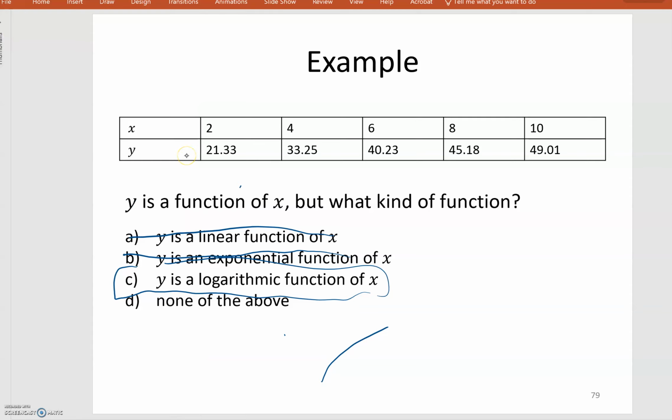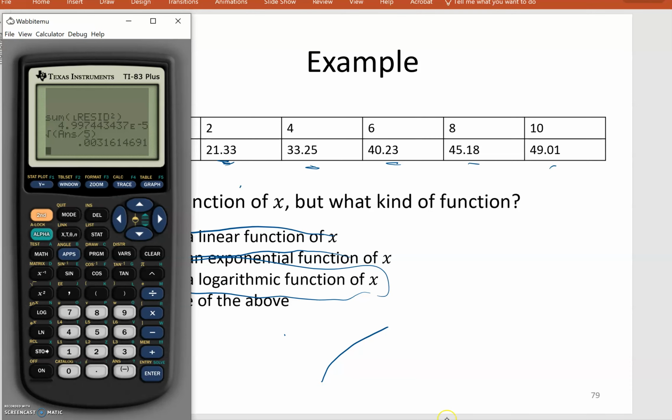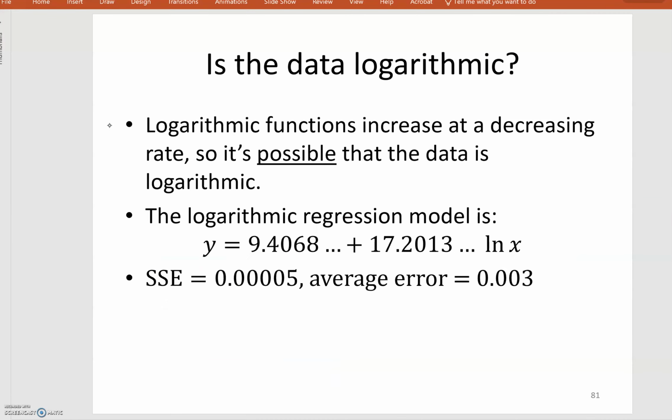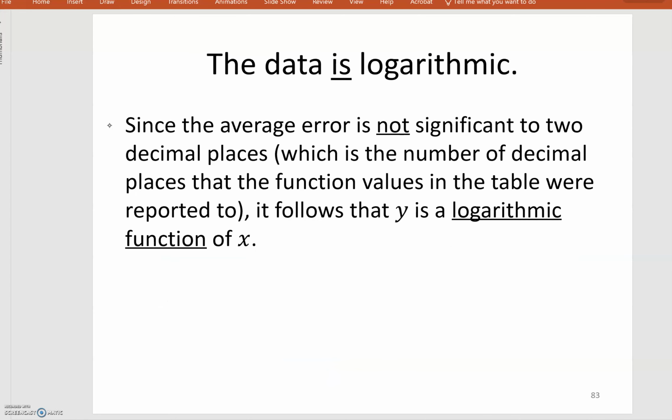Since all this data is to the 100th, right? But our average error is 0 until you get to the 1,000th place. So that's enough for us to conclude that we do have a logarithmic function. So that's what this slide is talking about. It says average error is not significant to 2 decimal places. So it follows that y is a log function.